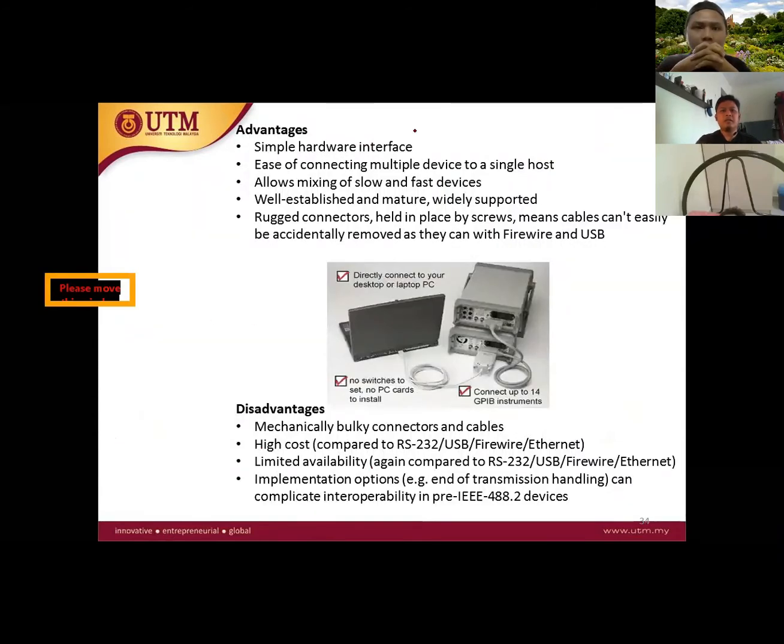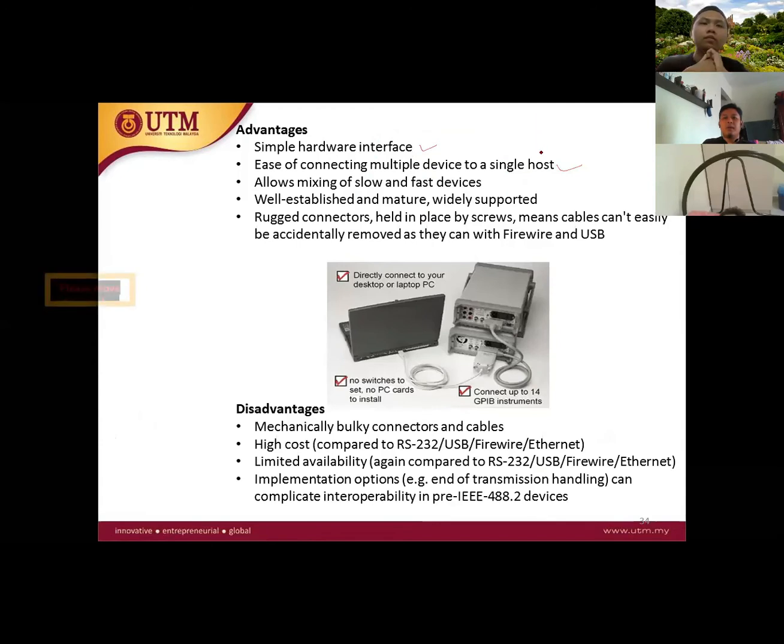The advantages of GPIB can be listed as follows. It's a simple hardware interface, and easy to connect multiple devices to a single host. There will be one controller.